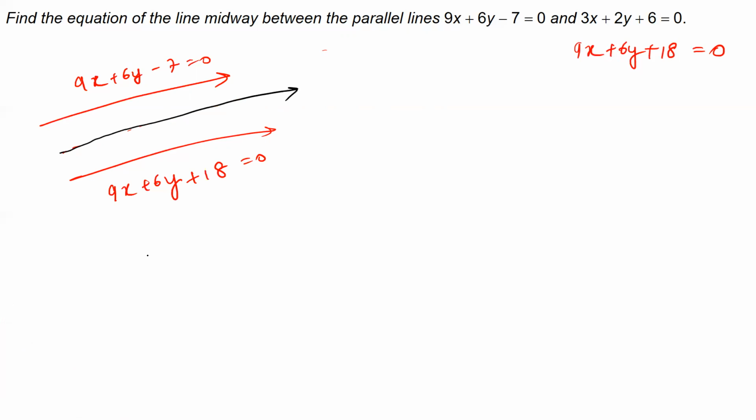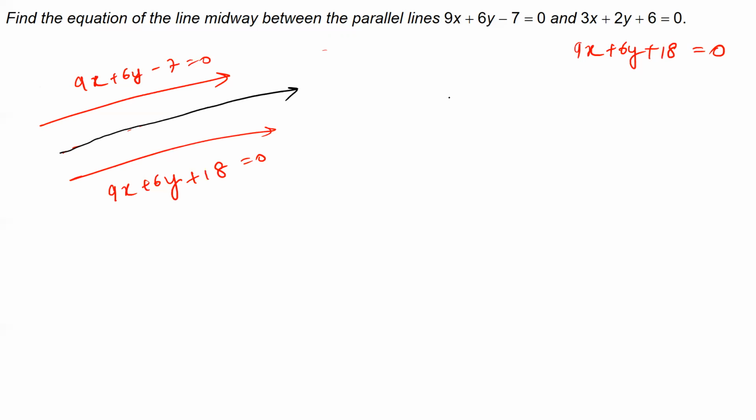So how do we do that? First of all, you have to notice that because these three lines are parallel, the slopes of all these three lines are going to be the same. So what is the slope of this line? You can find out the slope of any of these lines, this or this. They will be the same because they're parallel.